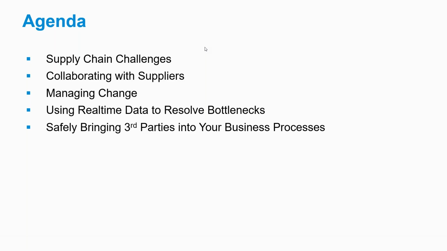Collaboration with suppliers, be it something that you're purchasing or something that you're having made. How managing change intersects with suppliers and supply management. How Fusion Manage can help you resolve bottlenecks. And how you can bring third parties, which suppliers typically are, directly into your business processes using Fusion Manage to further remove bottlenecks and improve efficiency.